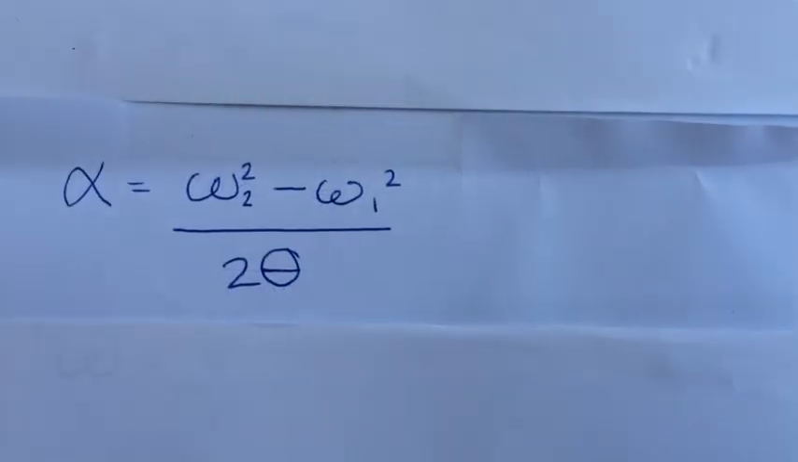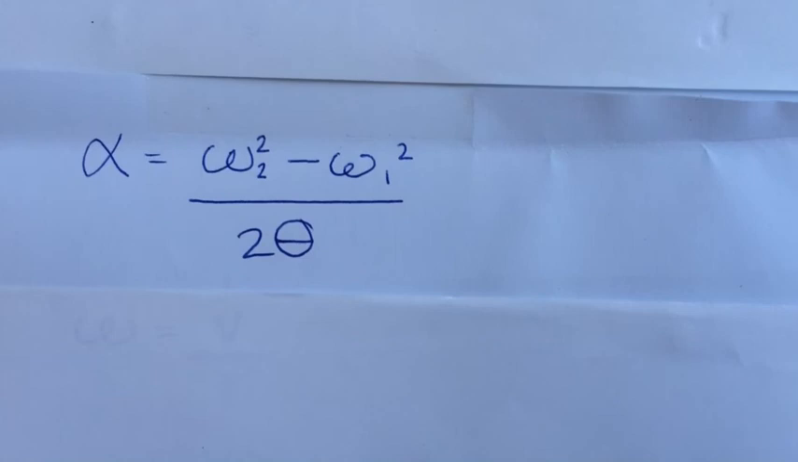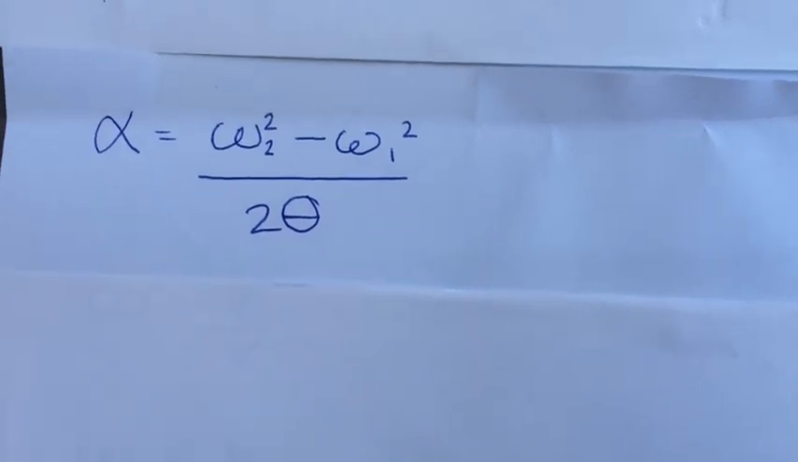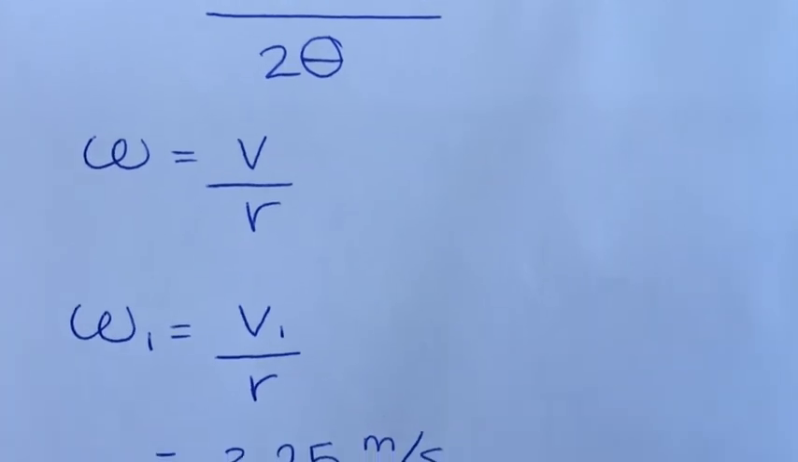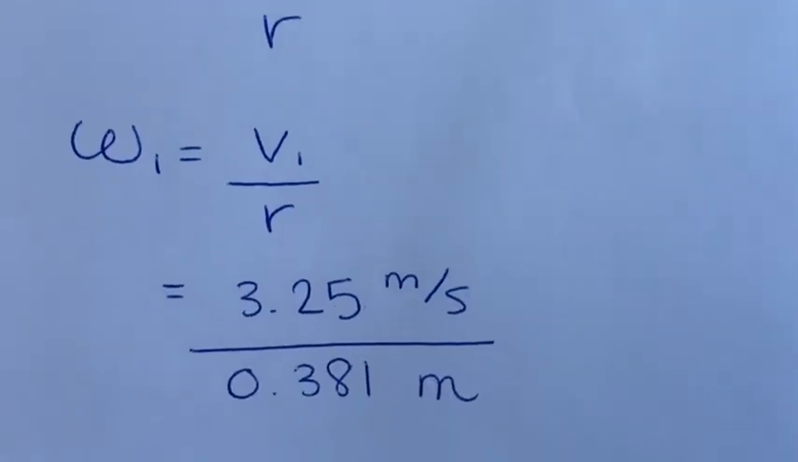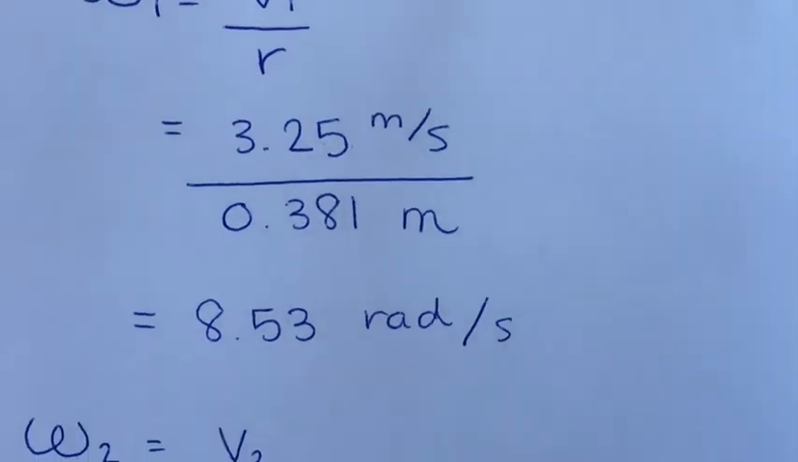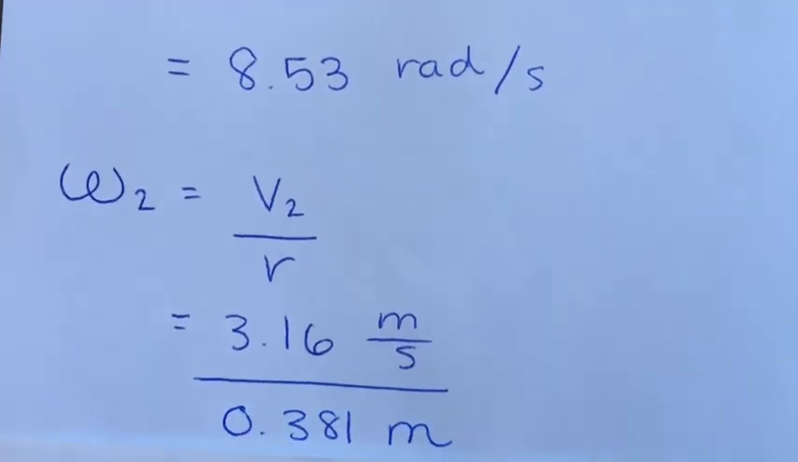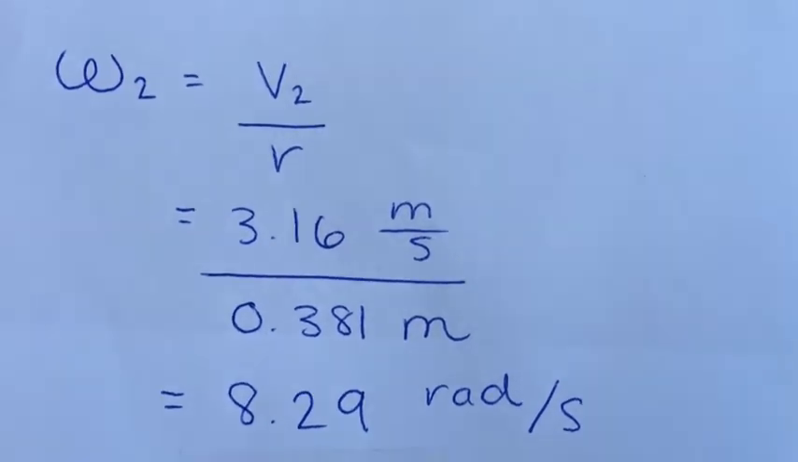We're asked to find alpha, which equals omega 2 squared minus omega 1 squared over 2 theta. And we need to find omega first, which is v over r. So then we plug in the numbers, and find that omega equals 8.53 rads per second. Then we do it again for the second omega, and find that that one equals 8.29 rads per second.